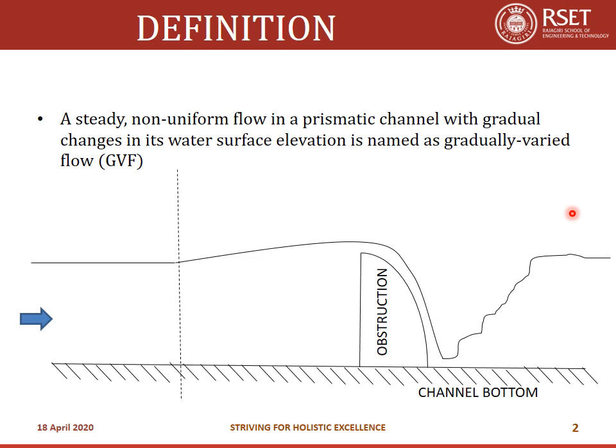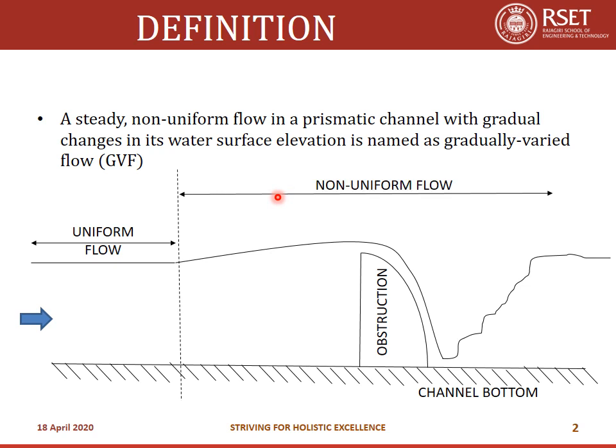I'm drawing a straight vertical line here. Now to the left of this vertical line, I have flow depth that does not change with distance. And you can see flow depth is constant. It does not change as you move ahead along the flow. This part of the flow is known as uniform flow. The remaining portion, you can see that the flow depth keeps on varying along the length of the flow, and so the remaining portion becomes non-uniform flow.